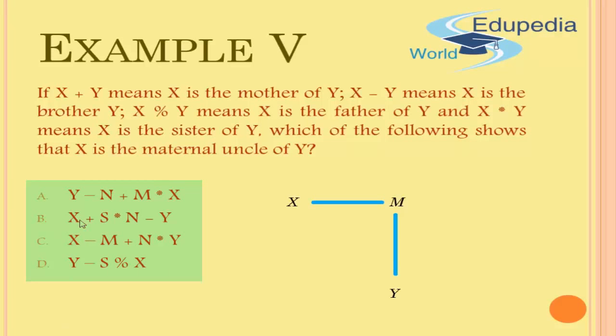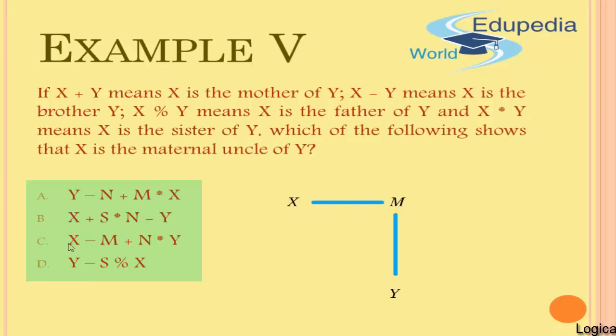Option B has x, s, n and y. There is no mention of m over here. However, we will evaluate this later because we are primarily concerned with x and y. So x plus s means that x is the mother of s. Now there is something wrong in the first part of the option itself. If x is the mother of s, that means x is a lady. So x cannot be the uncle of y. If x is a lady, x can't be uncle. So option B can also be eliminated.